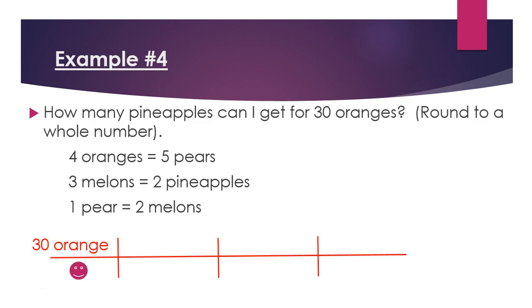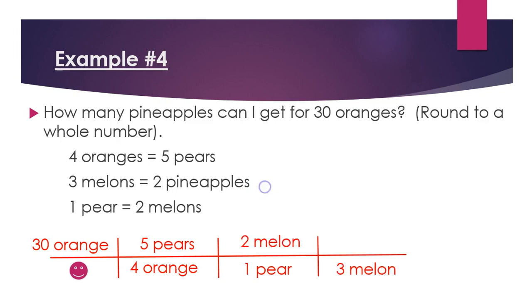All right, so now we'll start throwing our conversion factors in. Since I'm starting with oranges, the first conversion factor I'm going to use has to be the one that has oranges. And I'm going to put the 4 oranges down in the denominator so that oranges cancel. If I put 4 oranges down below, that means I have to have 5 pears up above, because we can only put in both sides of one conversion factor. Now that I have the number of pears, I can convert that to melons by saying that 1 pear is equal to 2 melons. And I know that there are 3 melons for every 2 pineapples.